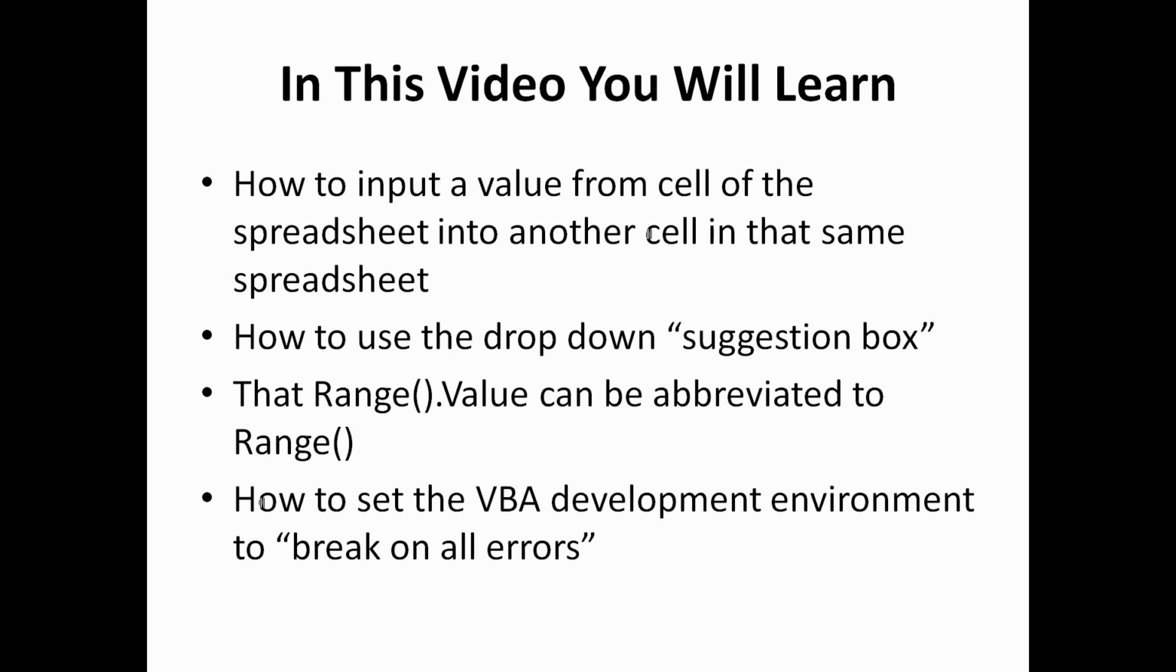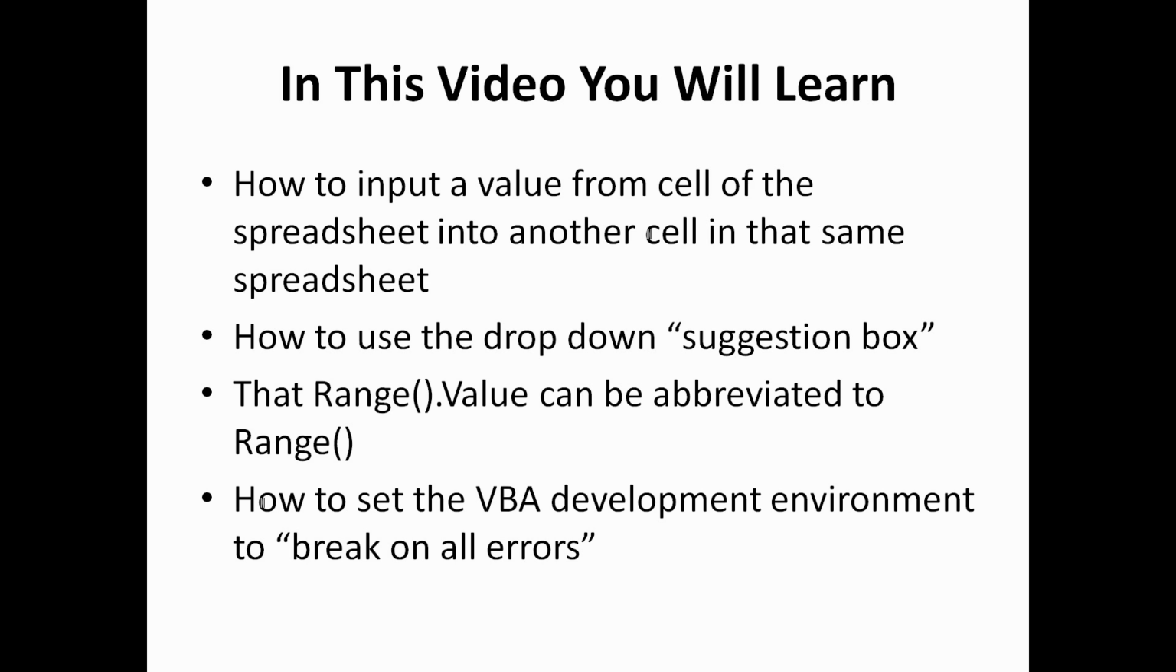Now this is what you can use, for example, if you are doing a test that's closed book and you forget the exact form of a command, for example range.value. The drop-down suggestion box will suggest what code you can type.